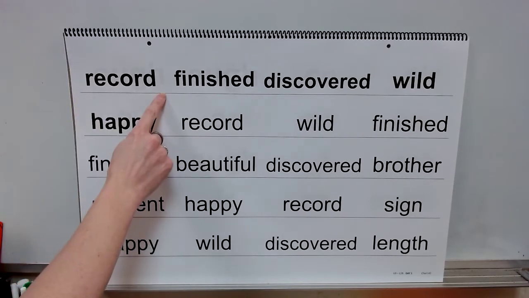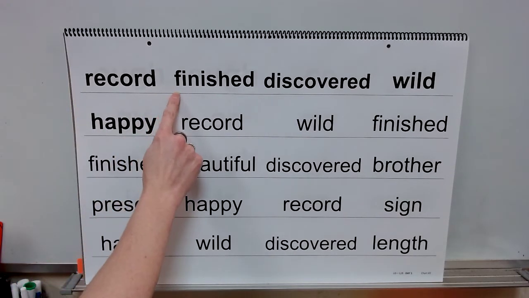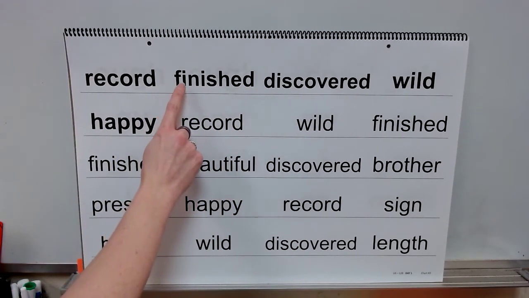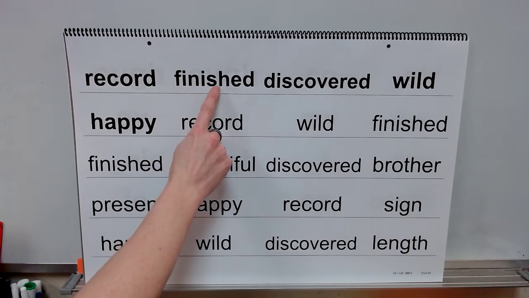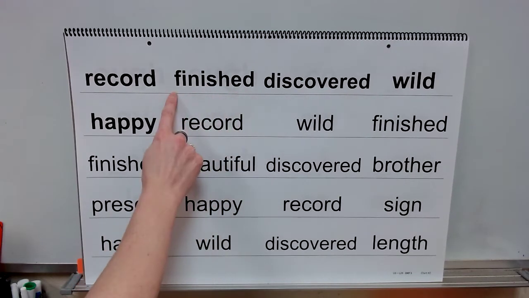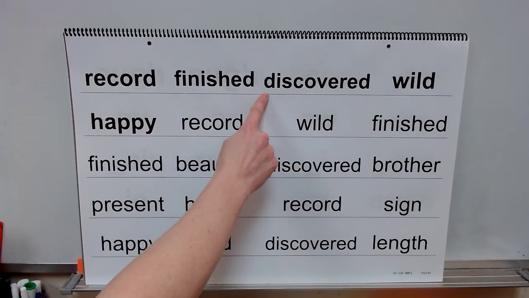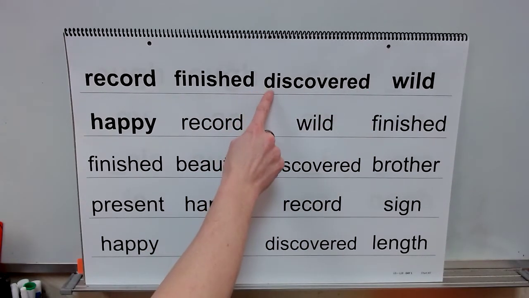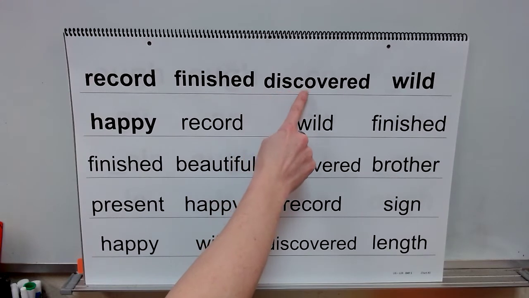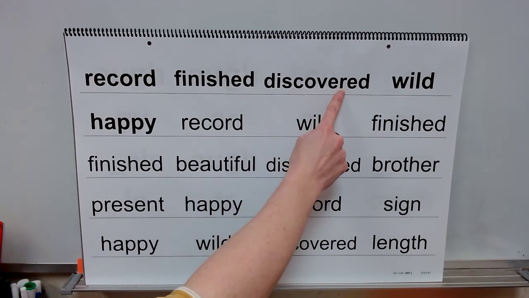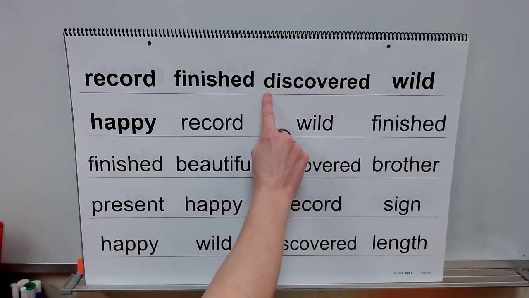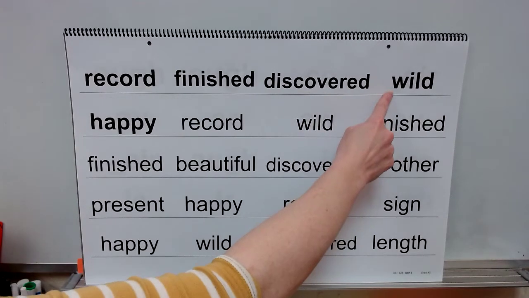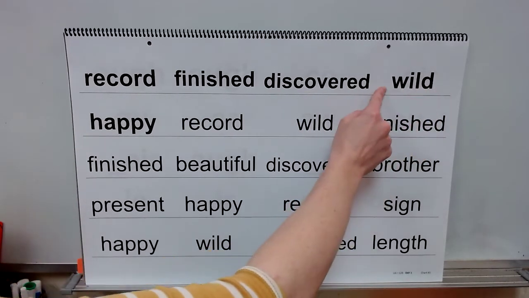Word? Yes, record. This word is finished. What word? Spell finished. Word? Yes, finished. This word is discovered. What word? Spell discovered. Word? Discovered. This word is wild. What word? Spell wild.